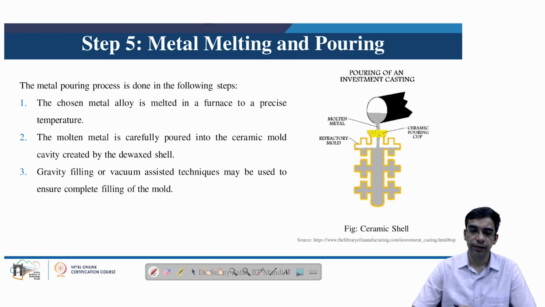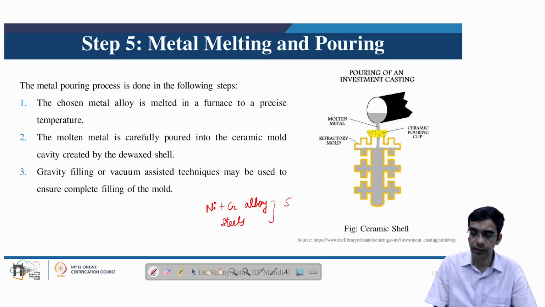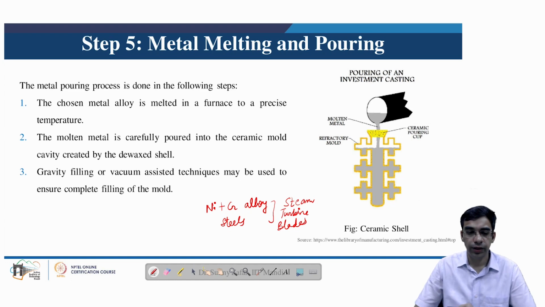In step number 5, we have the metal melting and pouring. In this step, the molten material, in this case, will consist of the nickel and chromium based alloy steels, which are the preferred choice of materials for steam turbine blades. So the metal pouring is done in the following steps.